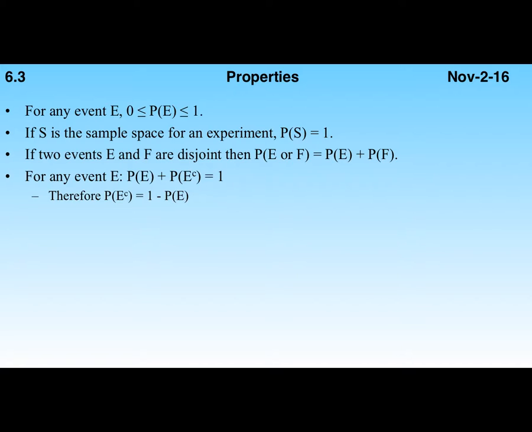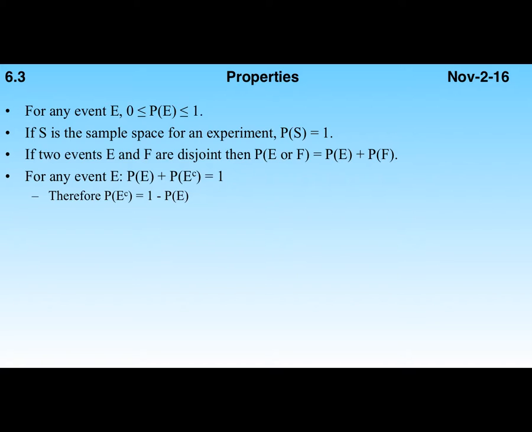Third one, if 2 events are disjoint, the probability of E or F, you just add them together. Can you underline that word disjoint? Because it's really, really important. The events have to be disjoint. In the next section, the events are not going to be disjoint, and I'm going to change the formula on you. So when the events are disjoint and you're looking for an OR, you can just add them together.